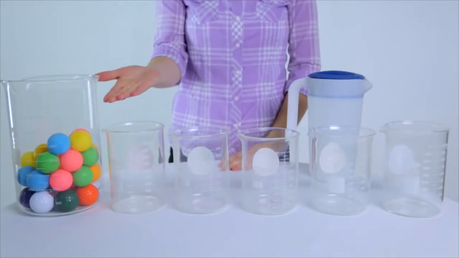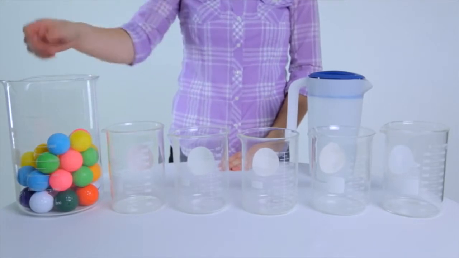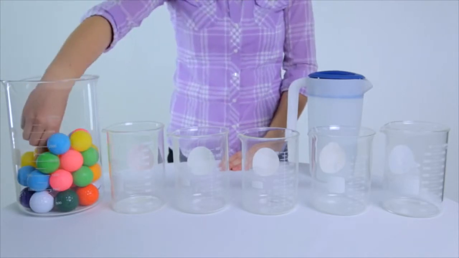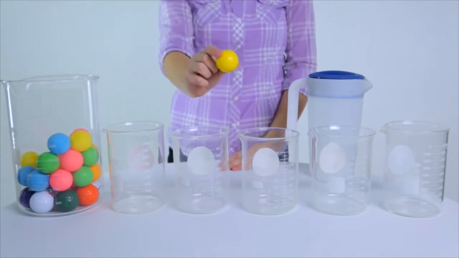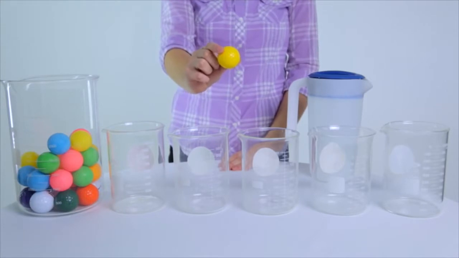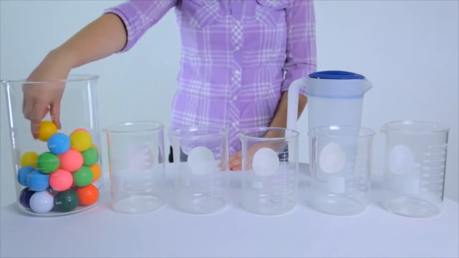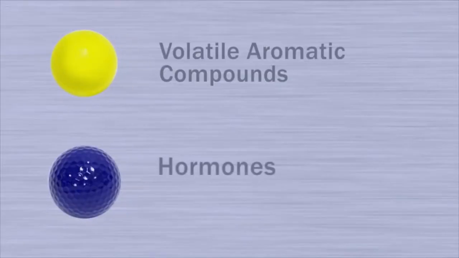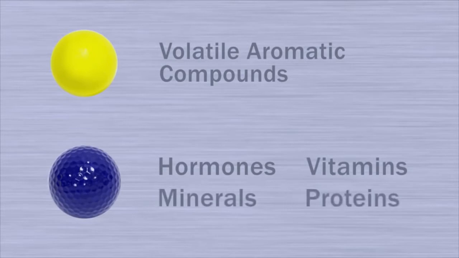Here is a beaker full of golf and ping pong balls that together represent the raw plant material. Each colored ping pong ball represents a different volatile aromatic compound. The golf balls represent other compounds found in the plant material that are structurally too large or heavy to be collected by steam distillation and will not be found in the essential oil. Examples of these compounds are hormones, vitamins, minerals, and proteins.